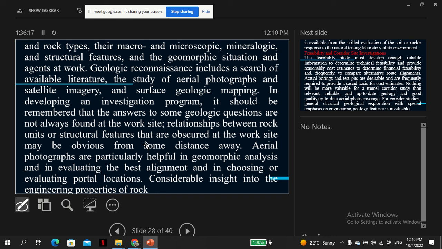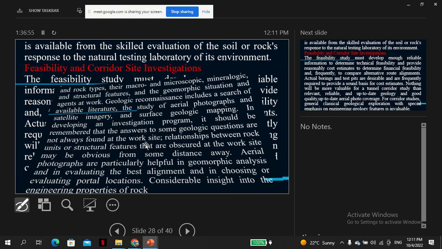In developing an investigation program, it should be remembered that the answers to some geological questions are not always found at the work site. Relationships between rock units or structural features that are obscured at the work site may be obvious from some distance away. Aerial photographs are particularly helpful in geomorphic analysis and in evaluating the best alignment, in choosing or evaluating portal locations. A considerable insight into engineering properties of rocks.